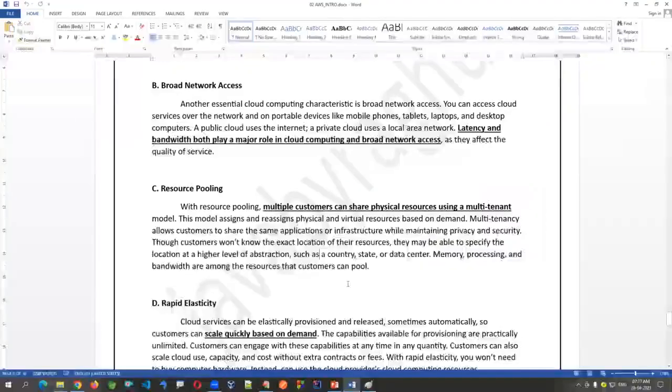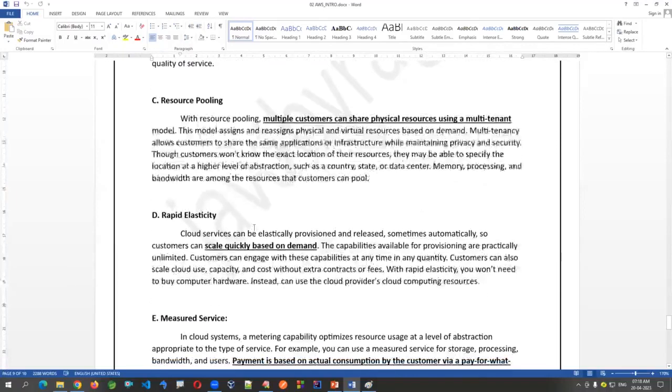In the multi-tenant concept, that is what is given here. They can choose a specific region, they can choose a specific data center, and they can mention the requirements, what exactly they want: memory, processor, bandwidth, I want this much. Some configuration they can give and they can hold it. That's called resource pooling here.